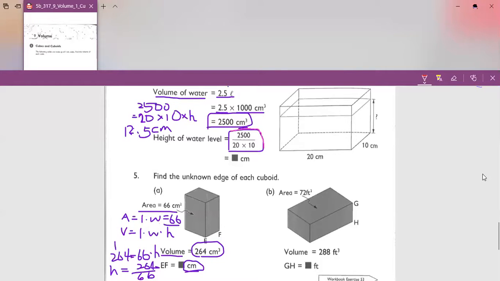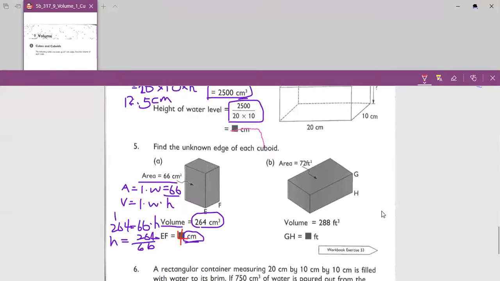Very good. Excellent. All right, so the answer will be 4 centimeters. Okay, let's stop right here. If you have any question, you give me 1. But if you don't have any question, give me 0. Very good. All right, now we can move on to B, okay?